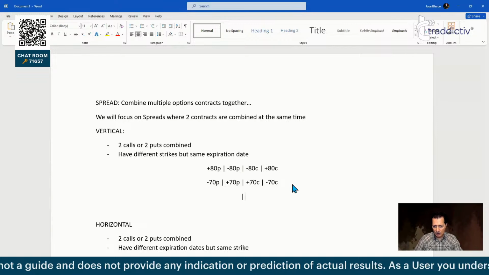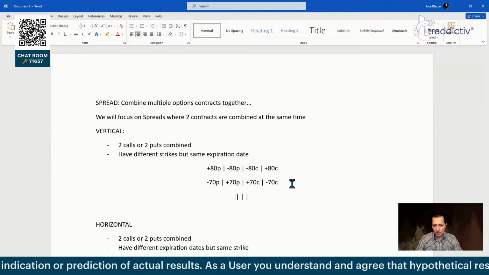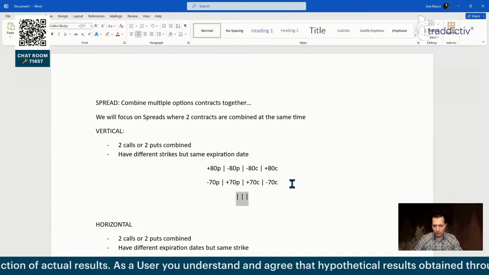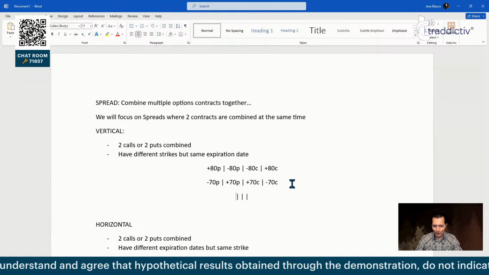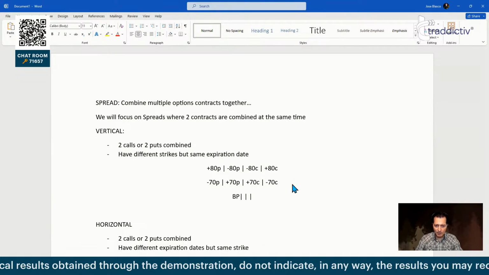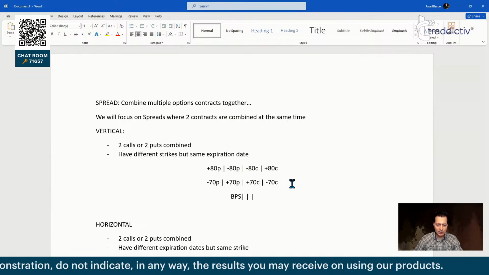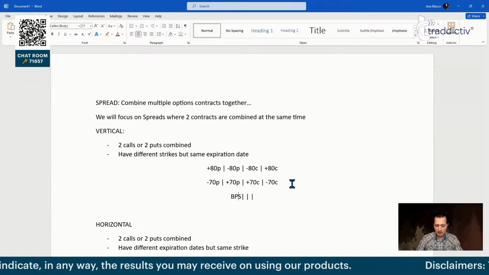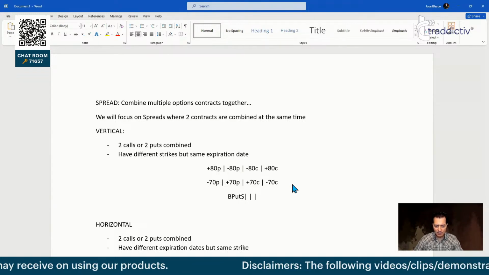Okay, so the one on the left, okay, let me try to, I'm not sure if this is going to look too good. So the one on the left is called the bear put spread. Okay, bear put spread. I'm going to use put like that. Bear put spread. Okay.